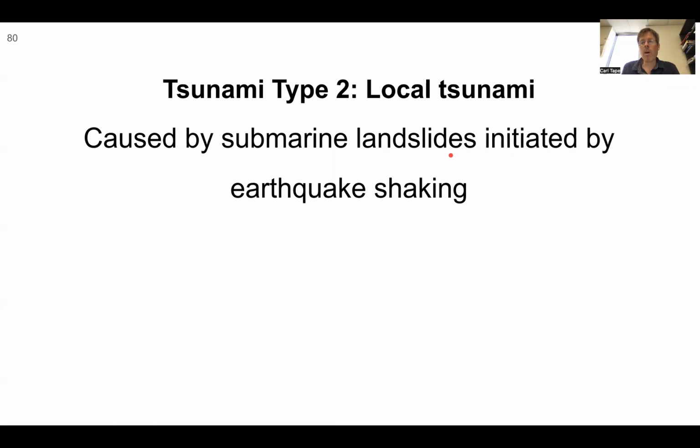This is different from the seafloor lifting up across a large, broad region and causing a tsunami that propagates across the ocean. It's very different. It's the shaking from the earthquake that causes a landslide from a fairly unstable, steep slope.